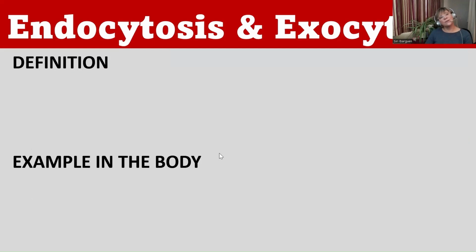And now we'll go to endocytosis and exocytosis. Endo means going in. Cytosis means a movement of a cell. Cyto means cell. Exocytosis, moving out. So going out of the cell. So there's some examples.